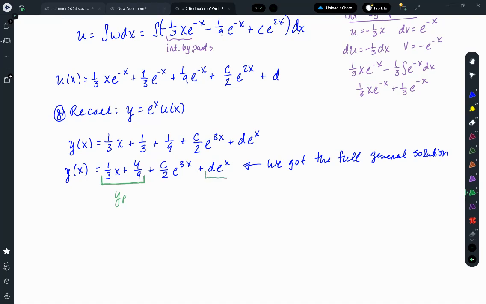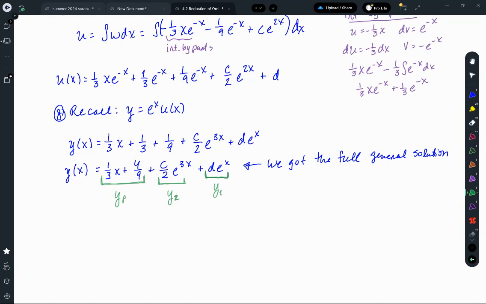The d e to the x, well, they told us that e to the x was y1, so this is our y1. Having a constant in front of it, the d in front of it, that's just because we don't have an initial condition, so we should have an unknown there. And then c over 2 e to the 3x, that's the new one there. It has a constant in front of it, so that's how I know that it's not part of the particular solution. It's actually part of the complementary solution, and that will be our second solution.